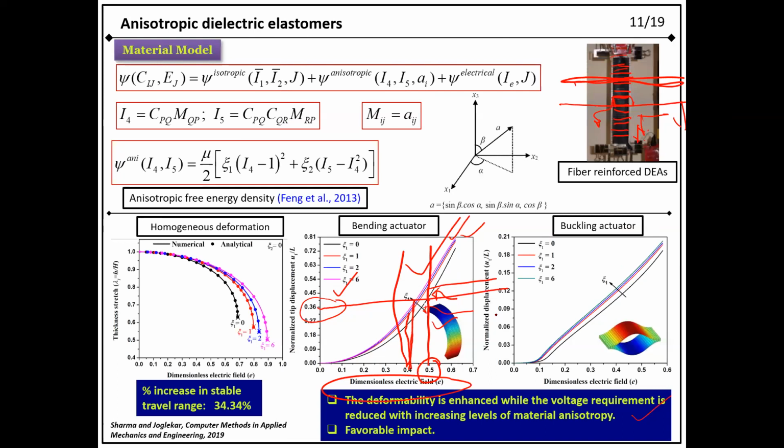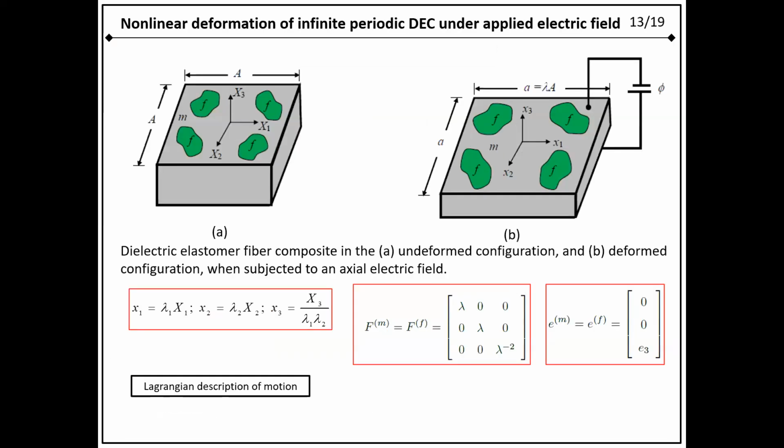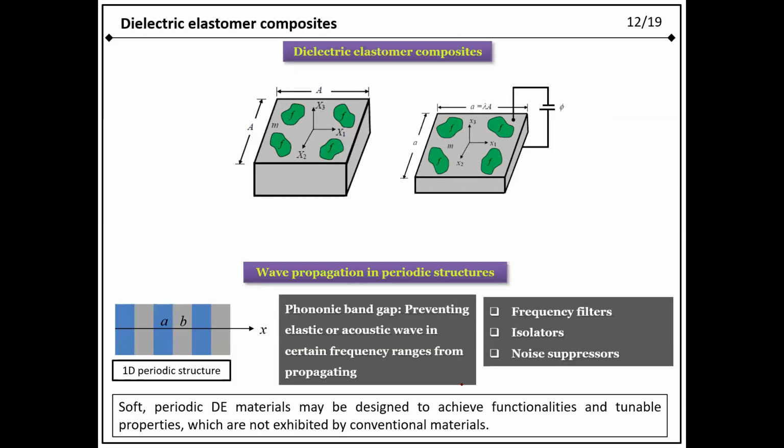Okay, so I will not go through the details of how to model such composites, but I will showcase one of the applications of dielectric elastomer composites. So I will talk about the periodic structure. For example, if we talk about a 1D structure, let's say this is a portion made up of a material having certain properties, which I'm depicting by A.